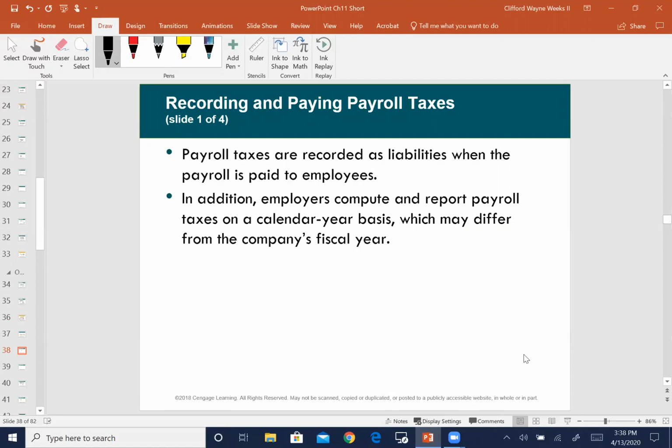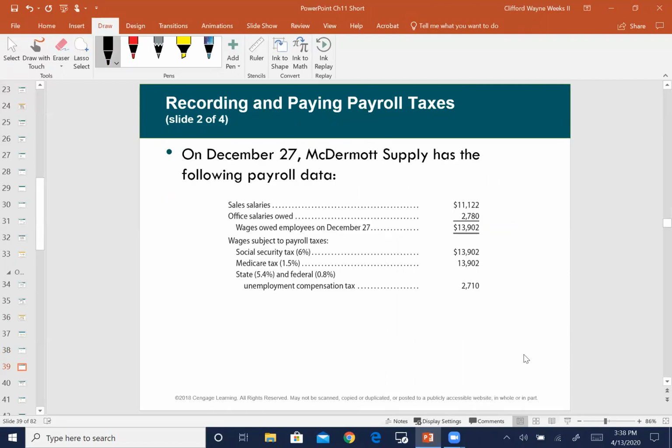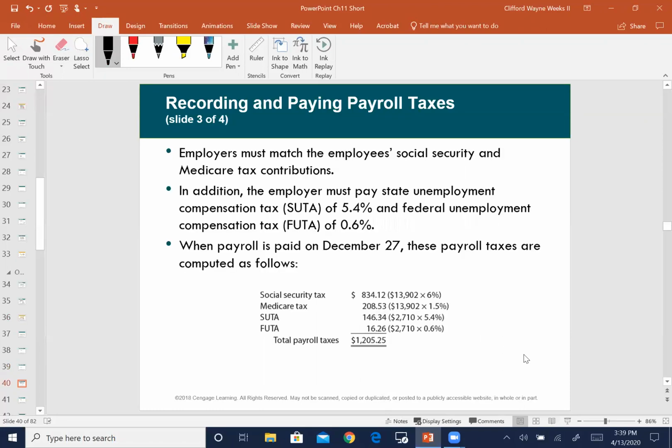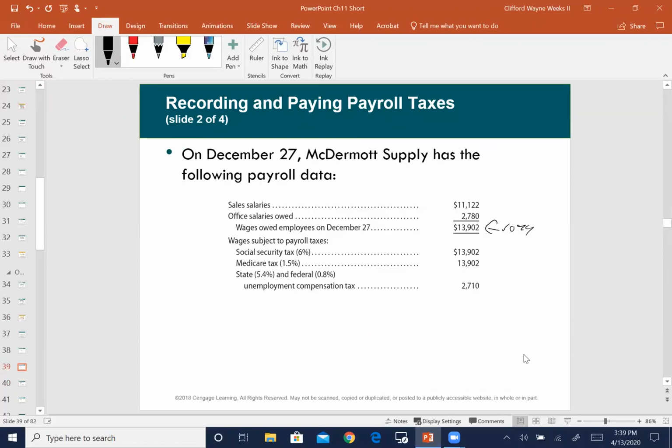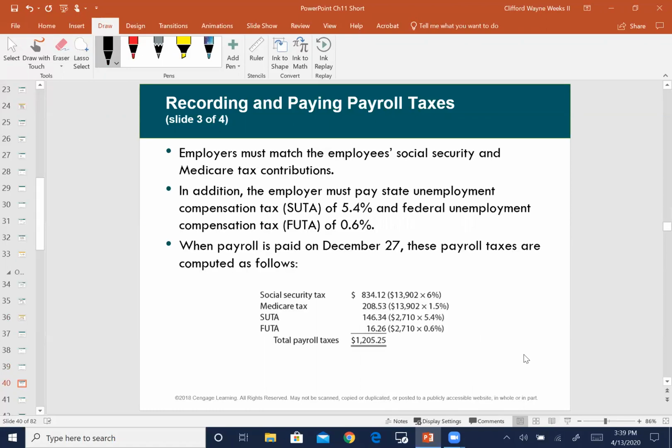So payroll taxes are recorded as liabilities when the payroll is paid to employees. In addition, employers compute and report payroll taxes on a calendar year basis, which may differ from the company's fiscal period. And so on December 27th, McDermott, that's us, has the following payroll data. We have our gross pay, we have all the different deductions, and they're just showing us the calculations for the payroll tax for the employer side of things.